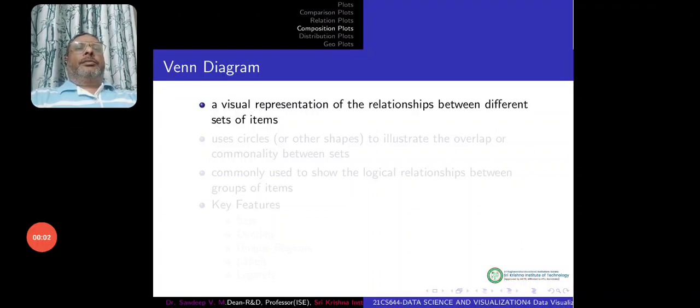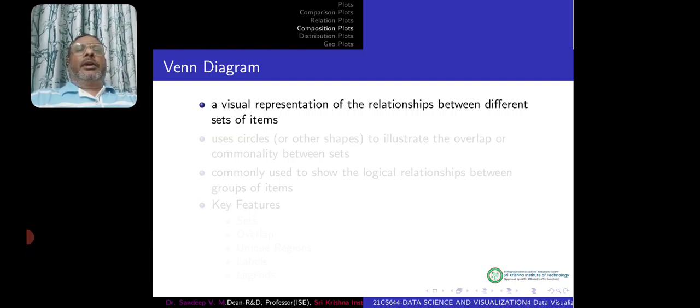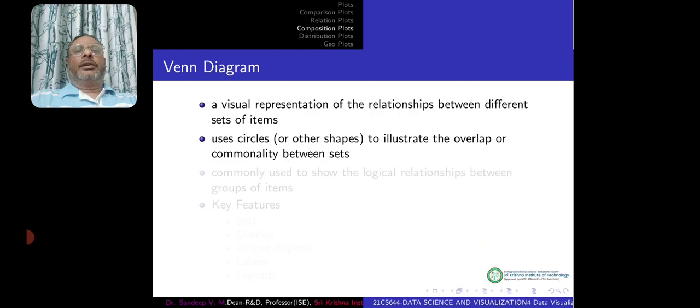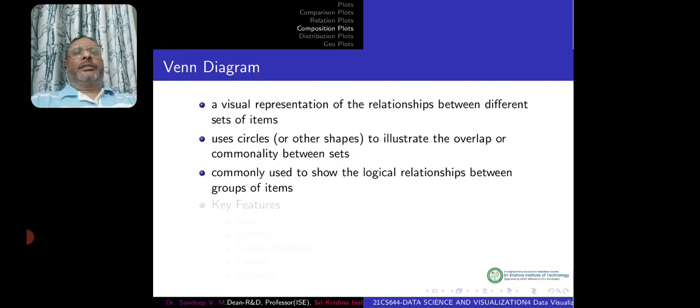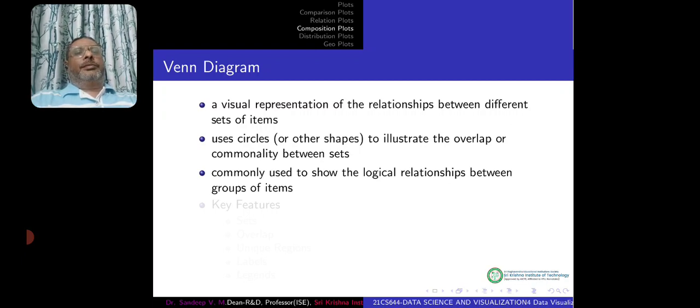The next composition plot we want to discuss now is the Venn diagram. It's a visual representation of the relationships between different sets of items. It uses circles or other shapes to illustrate overlap or commonality between the sets, commonly used to show the logical relationships between the groups of items.